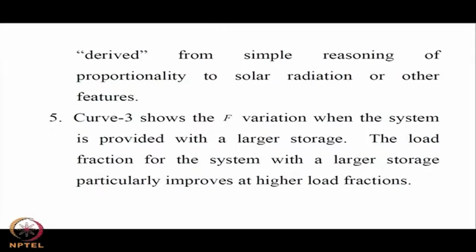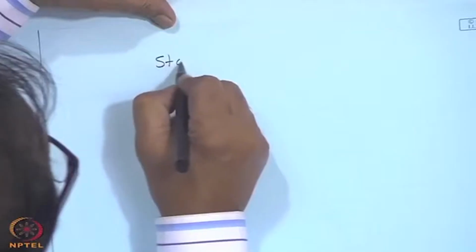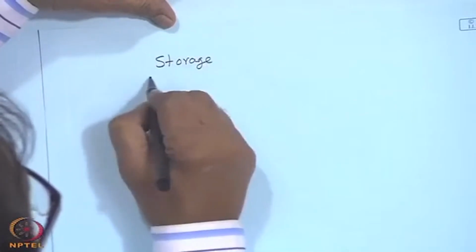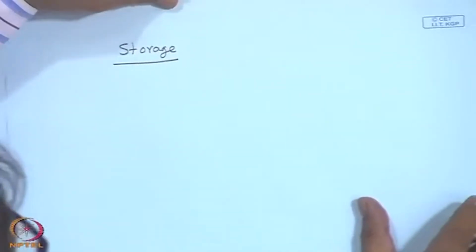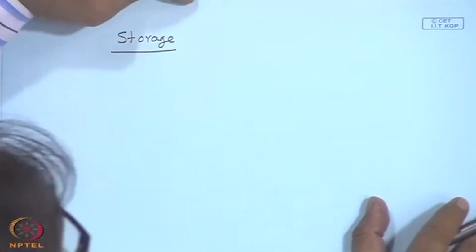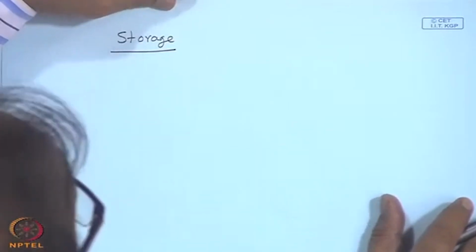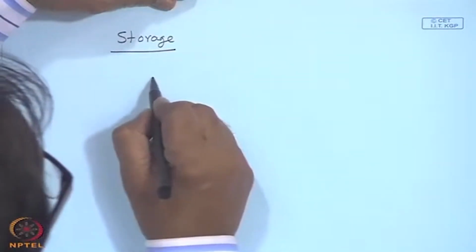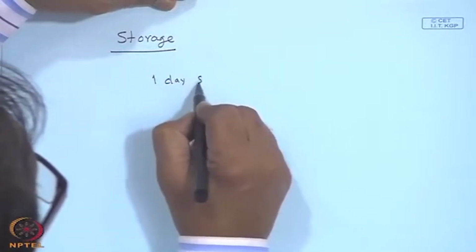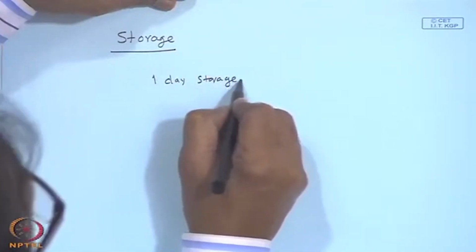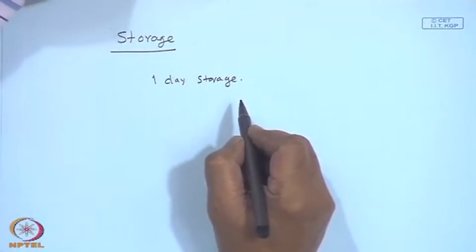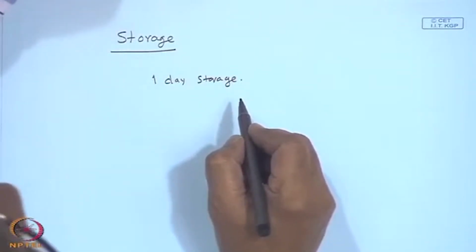So, we need to decide what the storage size is. My performance is going to be fairly critically dependent upon the storage. Say, for example, you can have 1 day storage. Of course, the energy delivered will depend upon what that 1 day is, be it December, be it June, obviously depending upon the solar radiation that is available; the energy delivered will depend upon the season.